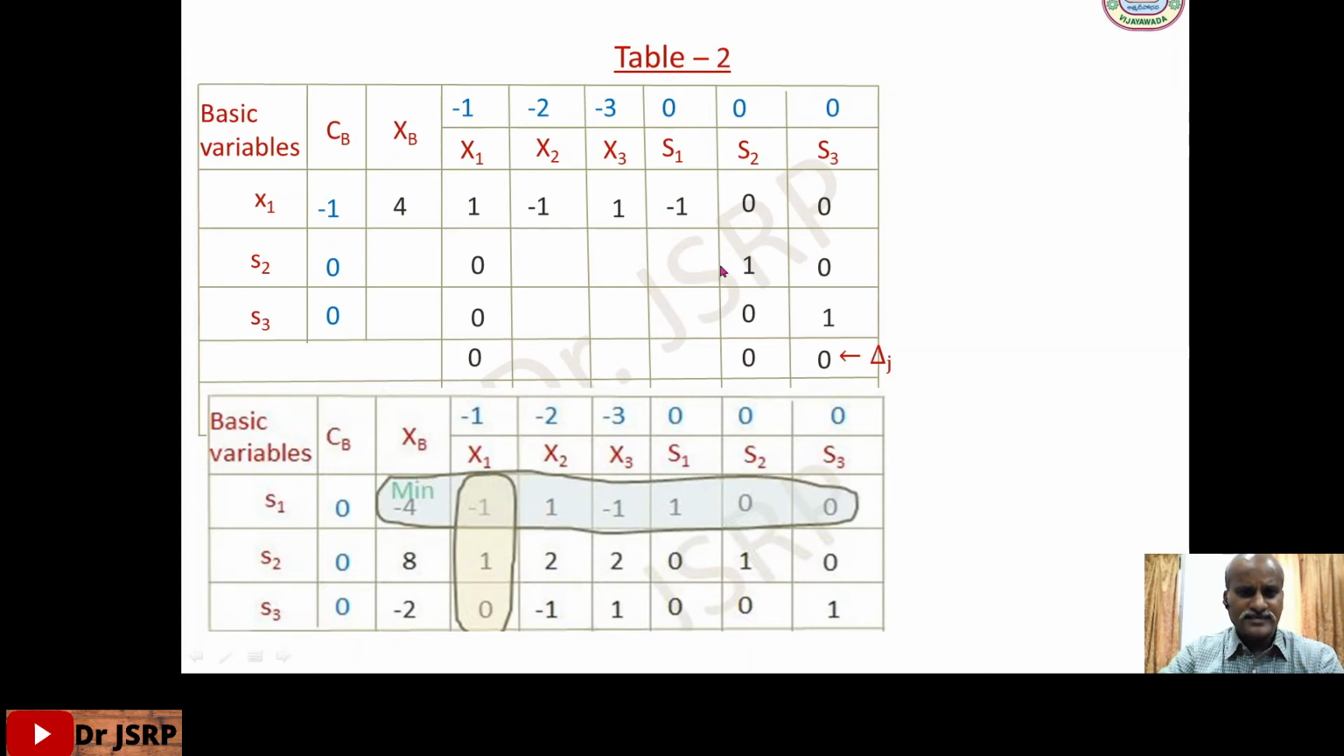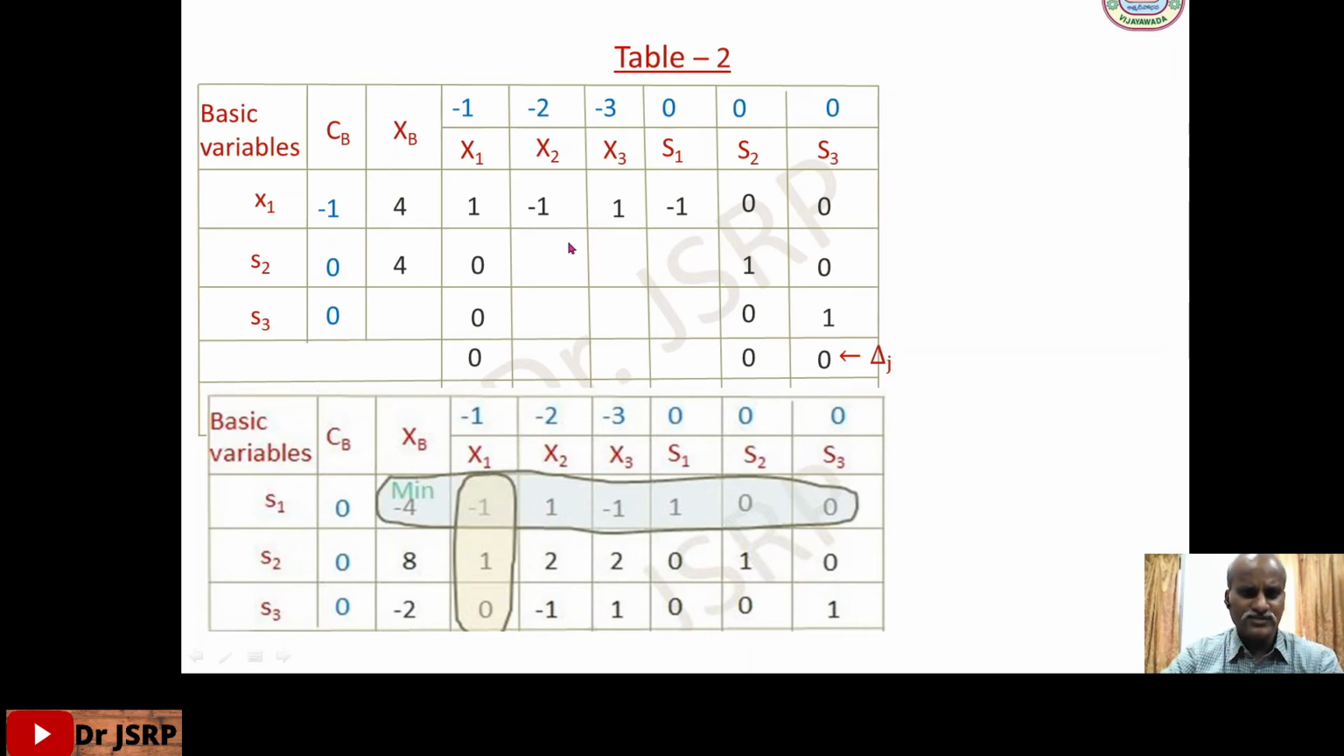Third step, calculate the remaining entries. To calculate this entry, the present value 8 minus the pivot column element 1 by the pivot element minus 1 into the pivot row element minus 4. See here, 8 minus 1 by minus 1 into minus 4. Simplify this: minus or minus plus, 8 plus 1 into minus 4, that is 8 minus 4, 4. So here 4. For other entries in the row, this plus 1 is fixed. You just replace the present value here and the pivot row value here.